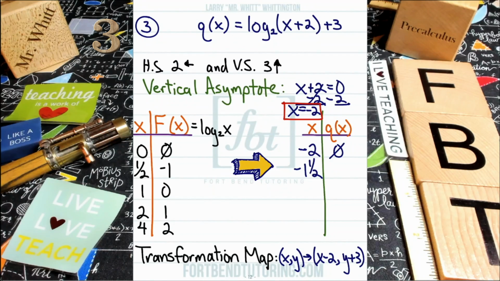Adding 3 to the y value, -1 plus 3 gives you a result of 2. Then if I say 1 minus 2, you'll end up with -1. And then adding 3 to the y value, 0 plus 3 is 3. Plugging in 2, 2 minus 2 gives you 0. Plugging in 1, 1 plus 3 is 4. Plugging in 4, 4 minus 2 is 2. And plugging in 2, 2 plus 3 gives you 5. So these will be the points that I use to graph q of x.